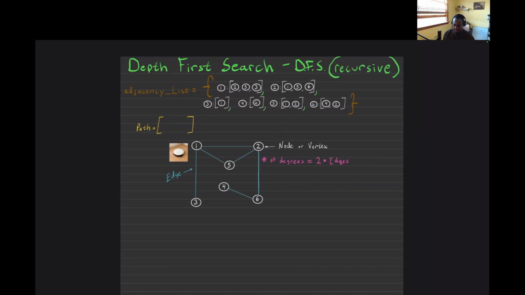So depth first search is a fundamental algorithm used to traverse or search through graph data structures. With that being said, what is a graph? A graph is nodes, or you can call them vertices, that are connected to other nodes via an edge. And you can use a graph to represent many things.